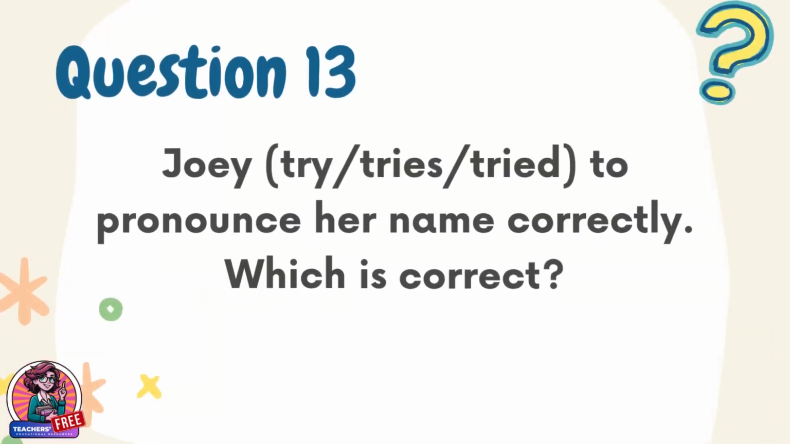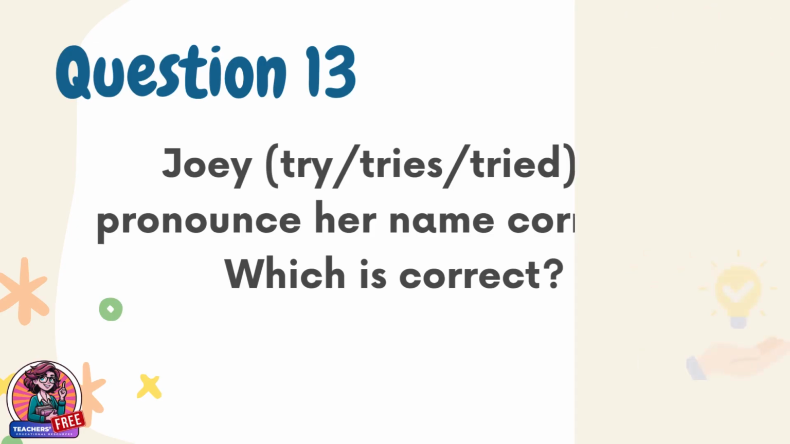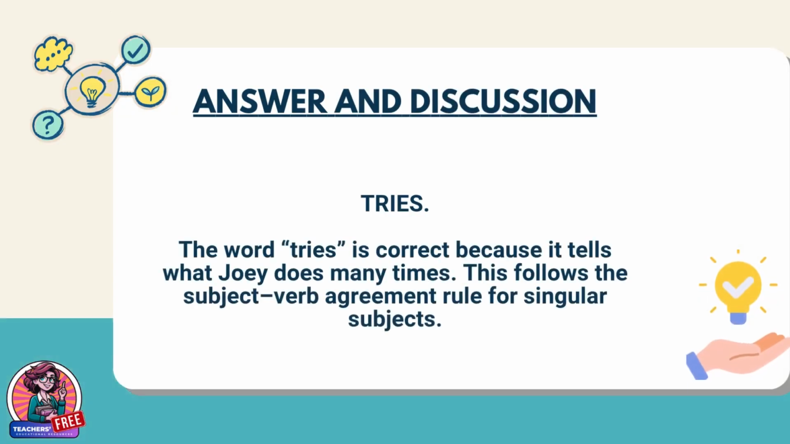Question 13. Joey try, tries, tried to pronounce her name correctly. Which is correct? Answer: tries. The word tries is correct because it tells what Joey does many times. This follows the subject-verb agreement rule for singular subjects.